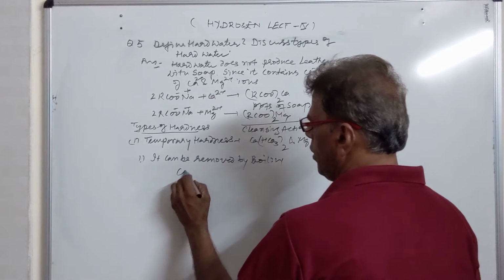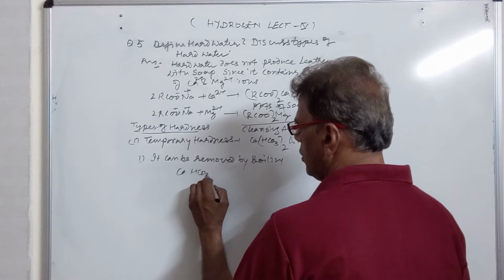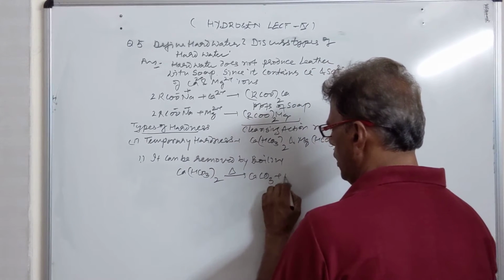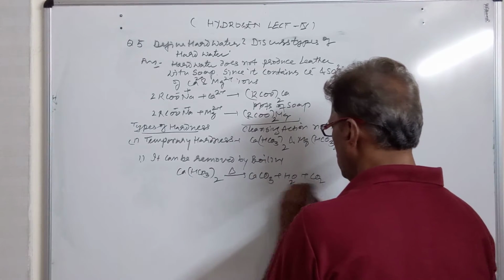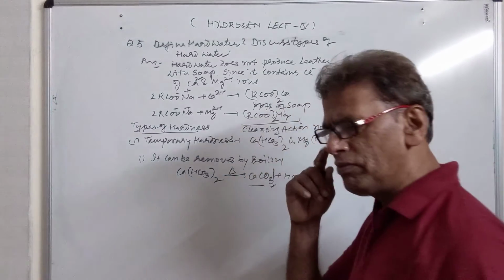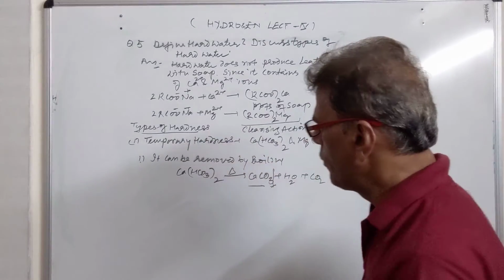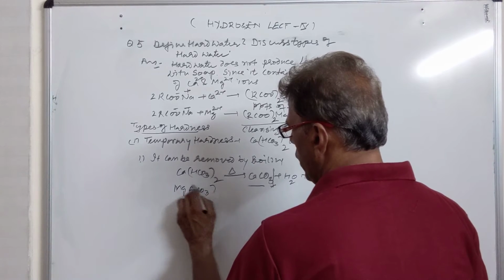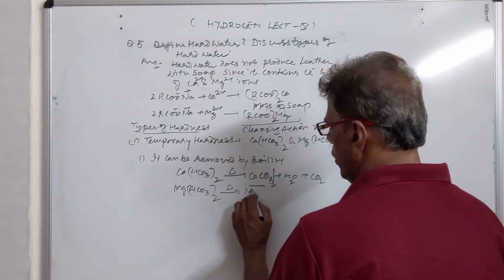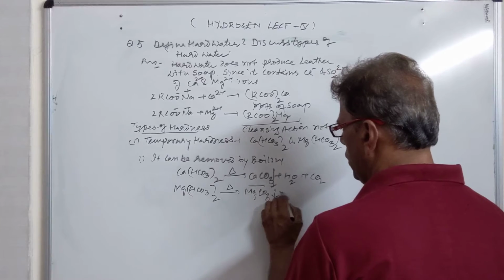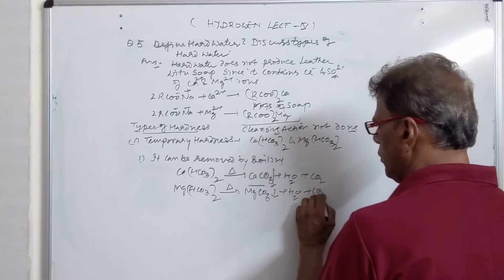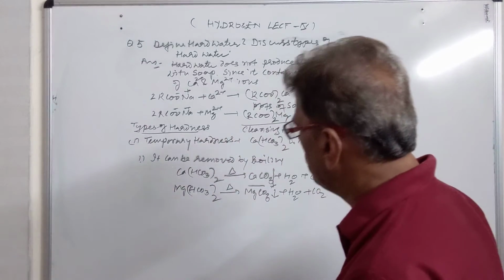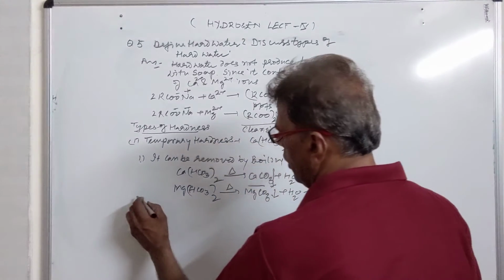If we boil this solution containing these salts, they will decompose to give you CaCO3, water and carbon dioxide. CaCO3 settles at bottom, it is precipitated out, it is filtered out. Similarly, if you are having magnesium bicarbonate, it is also heated to give you MgCO3 plus water plus carbon dioxide. MgCO3 settles at bottom. So the water obtained by this method is pure water.